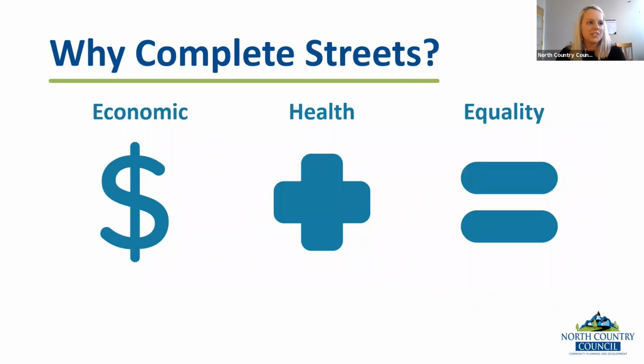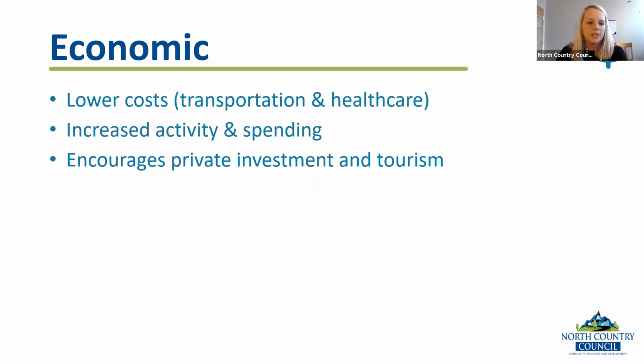So why do complete streets? Aside from them looking nice, we've got economic benefits, health benefits, and also equality benefits. So economic: lower costs for the person themselves. If you're choosing to walk or cycle, you'll have less cost for your transportation. And kind of folding into health, you might have lower healthcare expenditures as well if people are out walking more and cycling more.